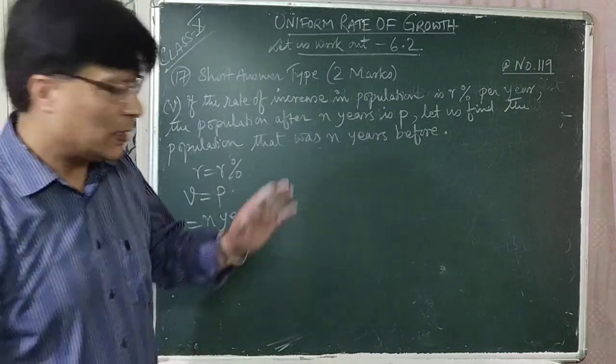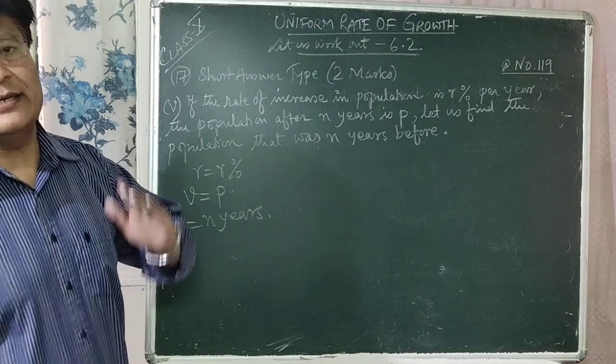Initial value. You have to find out the population that was n years before.